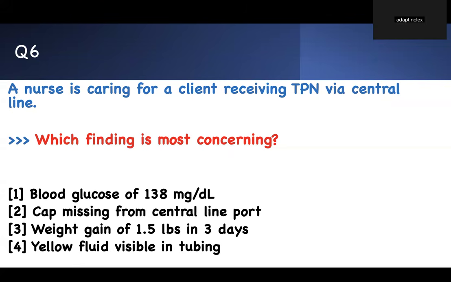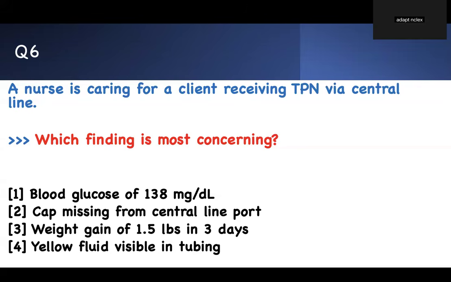And this is caring for a client receiving TPN via central line. That's all. It's getting fed through a central line. Which one, what do you see that should be concerning you? You know, when somebody has a central line, number 1 is infection. And I tell you blood glucose is 138. Well, you can tell yourself, on TPN 138, it's not 500. Cap missing from the central line port. If the cap is missing, air may go through the port, or maybe infection, a bacterial source right away. I don't like that.